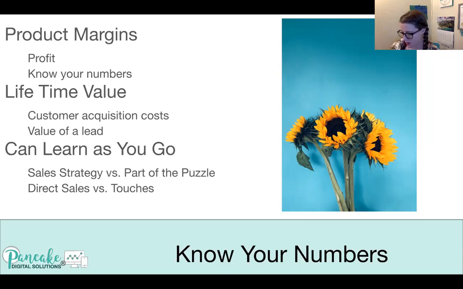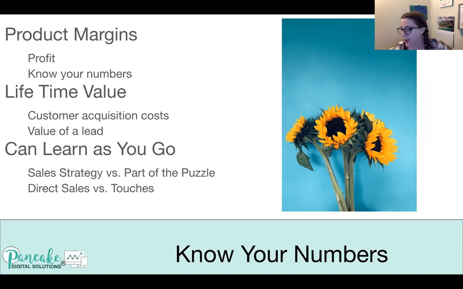15,000 divided by 100. Each one of those contracts is worth $150 to you to still maintain profitability, well, to break even. So that's just something really, really good to know that helps you make better decisions through your strategy.